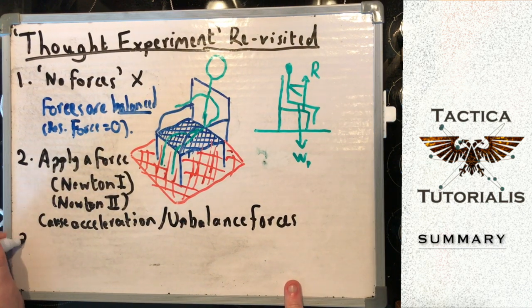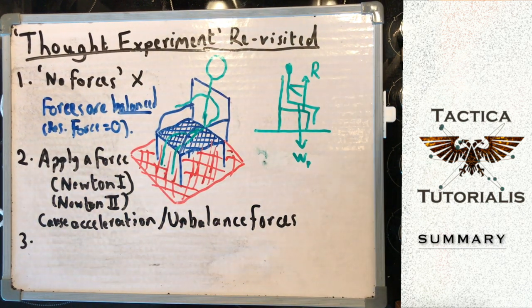And the third one is about the carpet. Why don't they fall through the carpet? Well, the answer to question 1 tells us this. There obviously must be balanced forces. But what are those forces? Let's return to our diagram.